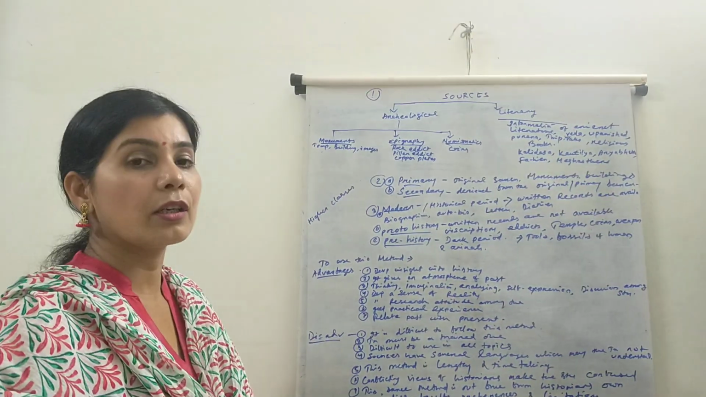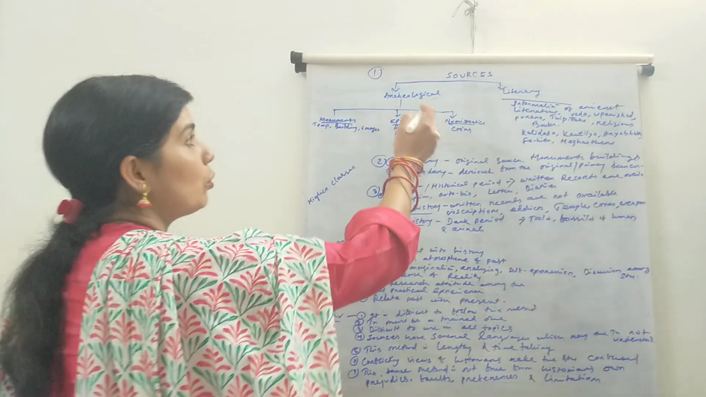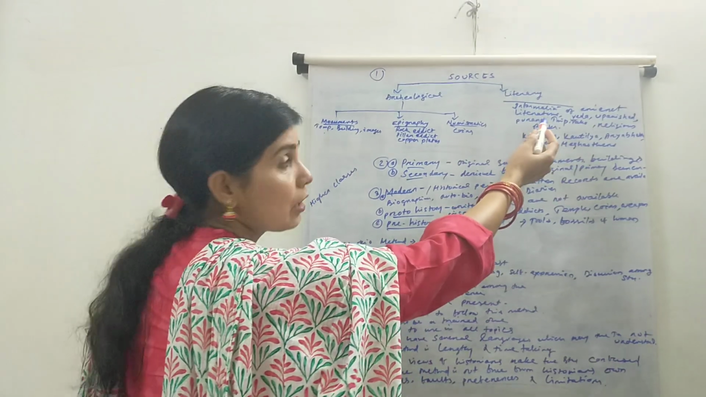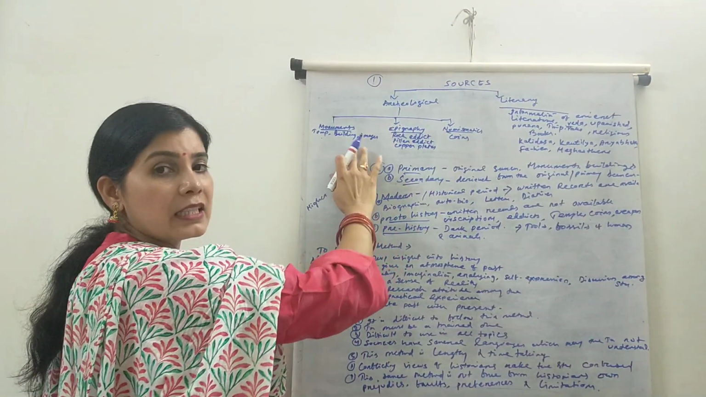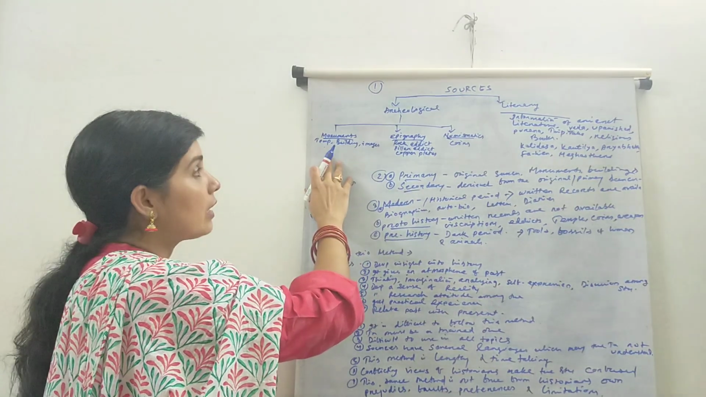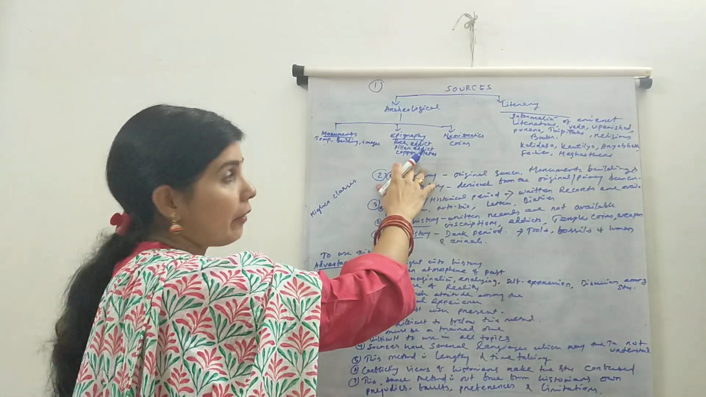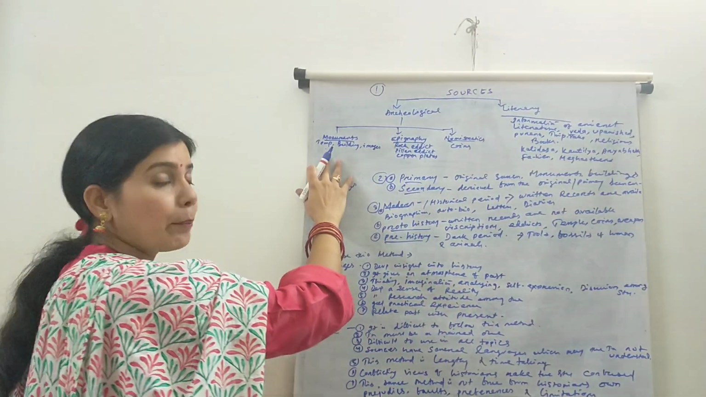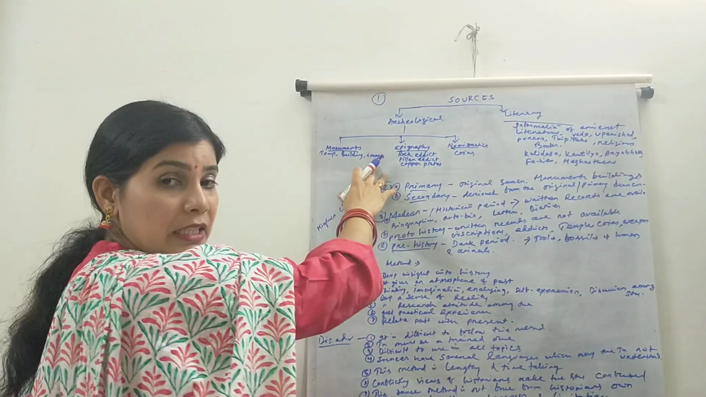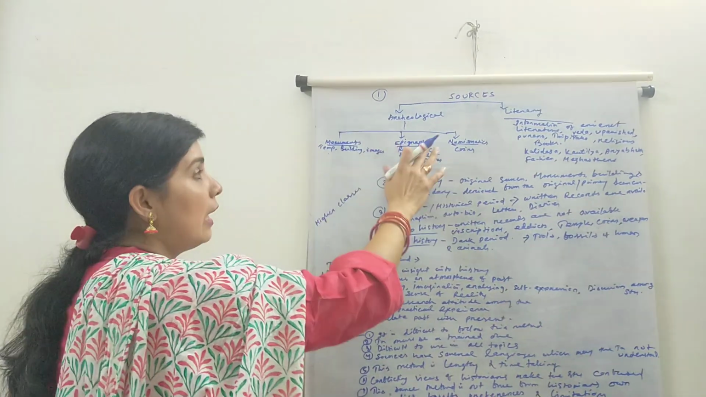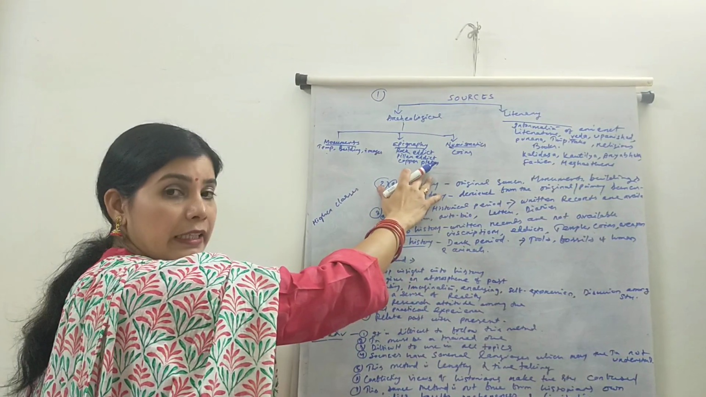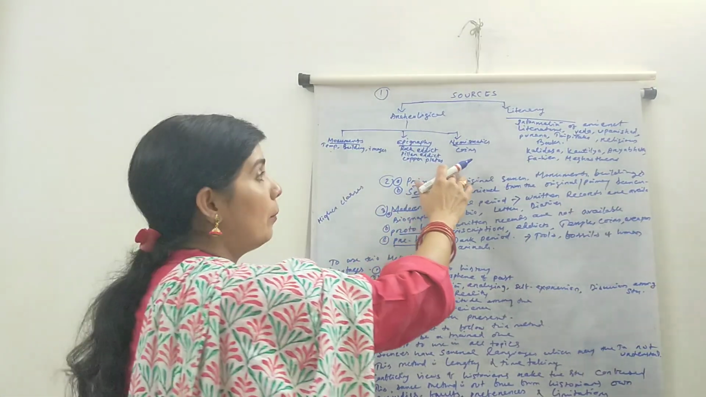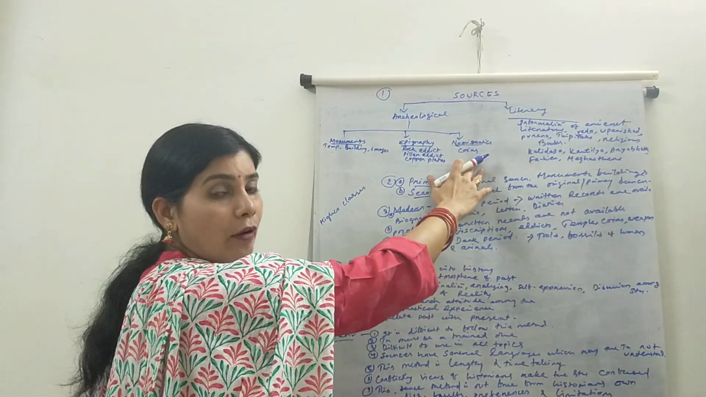Sources can be divided into two types. First is archaeological source and second is literary source. Archaeological source is again divided into three types: one is monuments, second is epigraphy, and third is numismatic. Monuments include the temples, buildings and images from our past, and epigraphy covers the rock edicts, the pillar edicts and the copper plates which are available from our past, and numismatic is the study of coins.